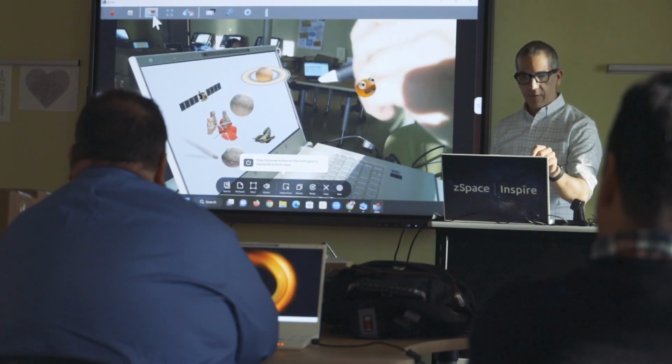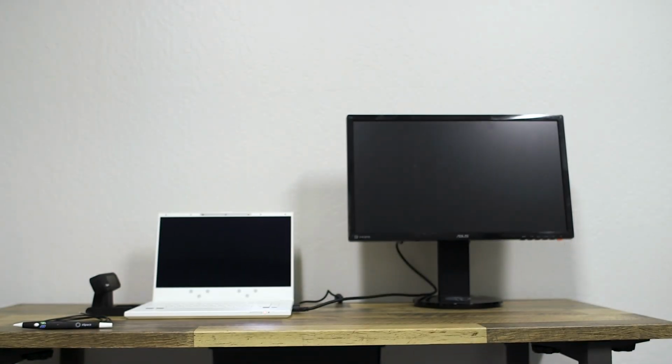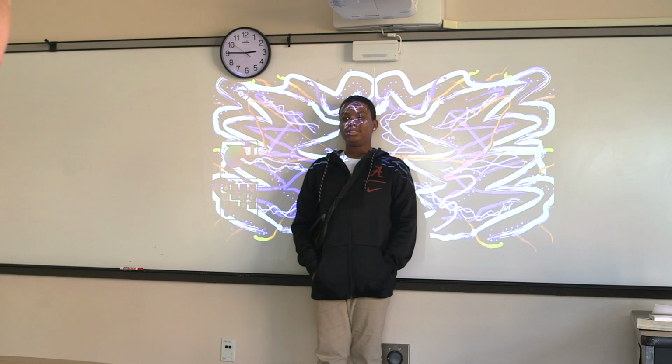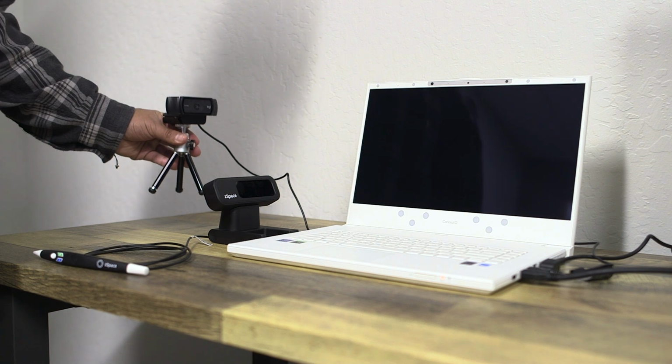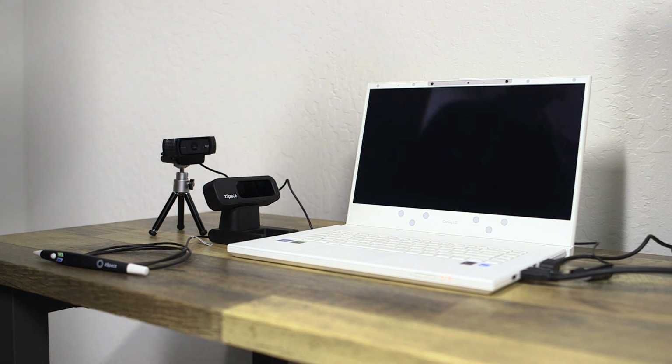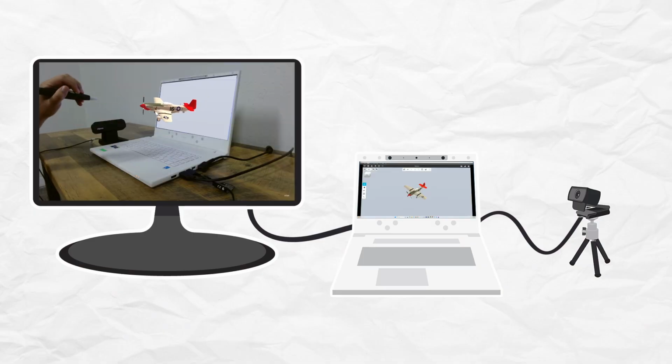Here's the setup. For the standard view, you only need a secondary screen, like a computer monitor, TV screen, or projector. For the augmented reality view, you will also need the webcam. Once hooked up and powered on, your setup should look something like this.